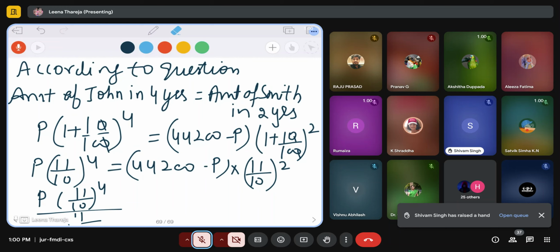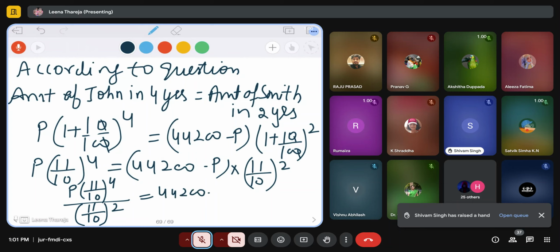What is the formula? Same formula, amount is equal to amount formula, because I have written amount of John. Amount of John means P into 1 plus R by 100 raised to power n. Both are the amount, right? Yes, ma'am. So 11 by 10 raised to power 4. If I bring this 11 by 10 down, it will be 2. And here it is left over, 44,200 minus P. Is it clear till here? Yes, ma'am.